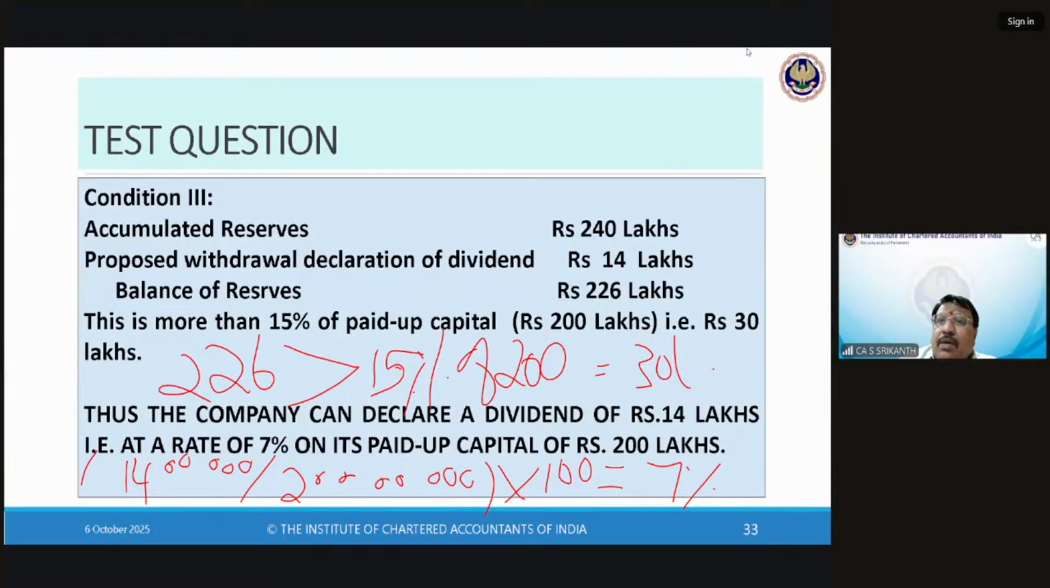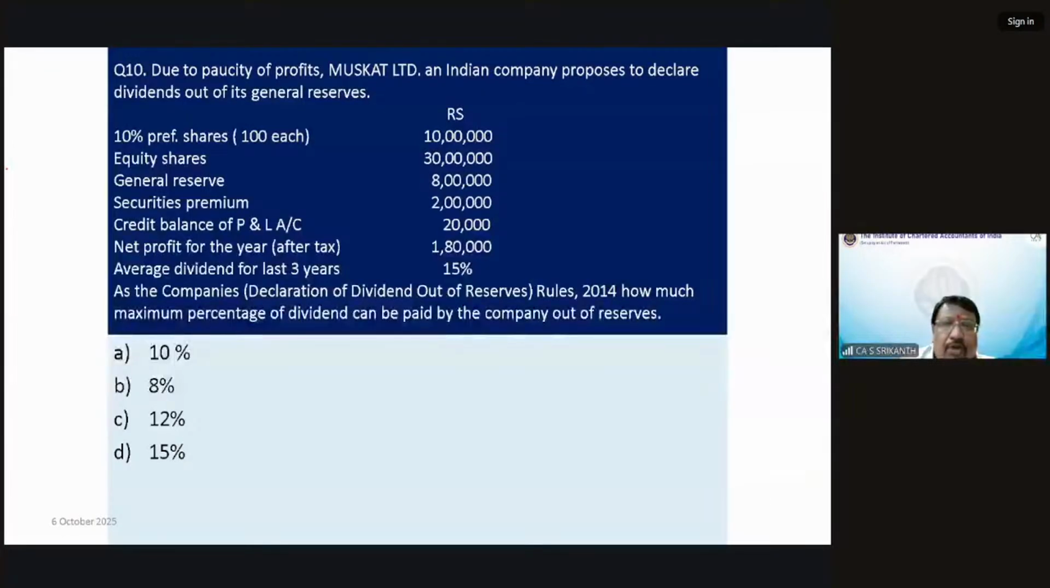Beautiful. Now, for those of you who want to try your hand at multiple choice, here we go.